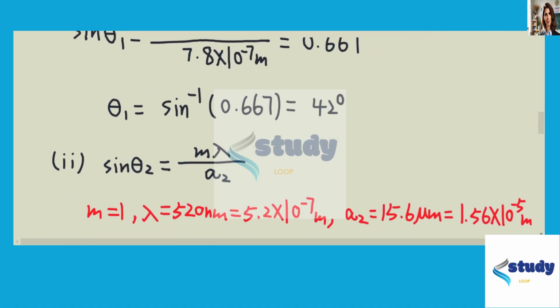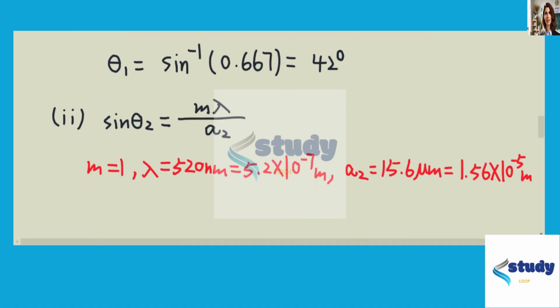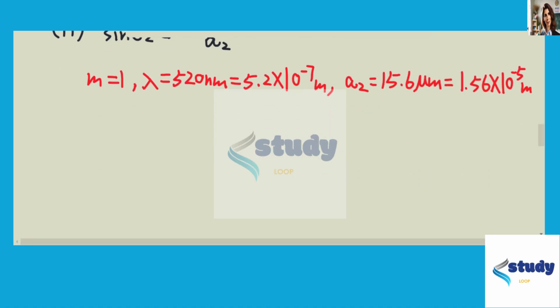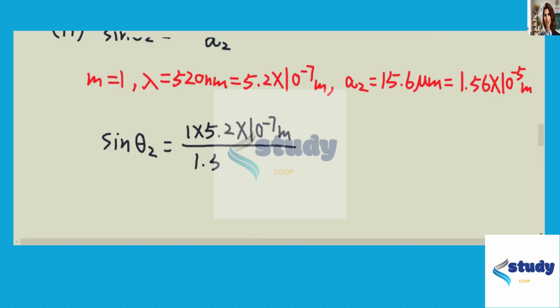And for the second case, we have sine theta 2 is equal to m lambda over a2. It's talking about the first minimum, so m equals 1. And lambda is the same, and a2 in this case is given as 15.6 micrometer, which is 1.56 times 10 to the power negative 5 meter. So therefore, we can determine sine theta 2, which is equal to 1 times 5.2 times 10 to the power of negative 7 meter over 1.56 times 10 to the power of negative 5 meter.